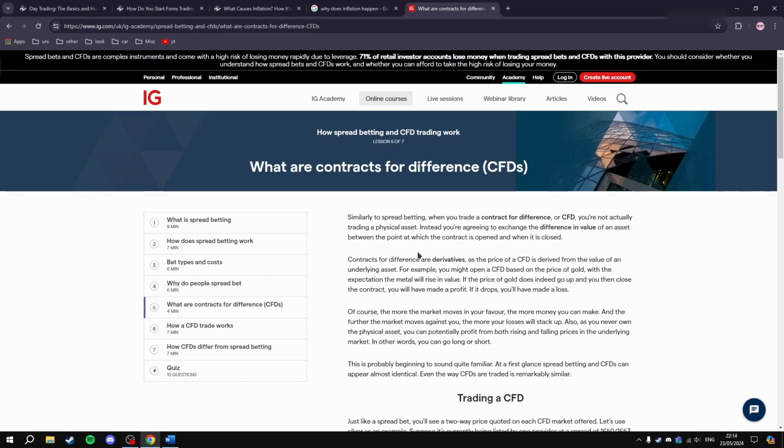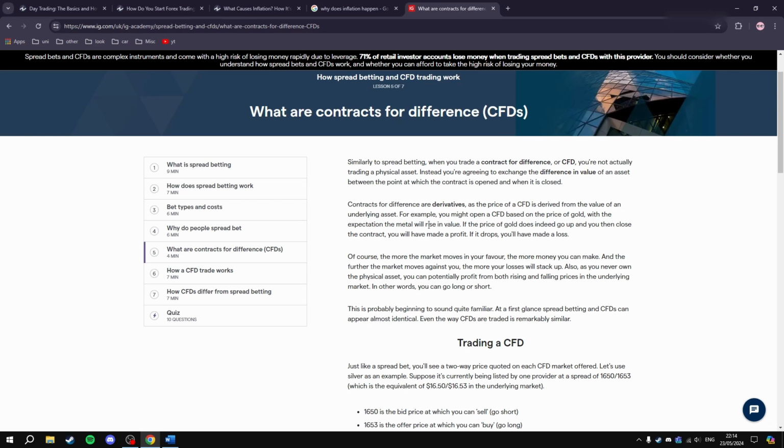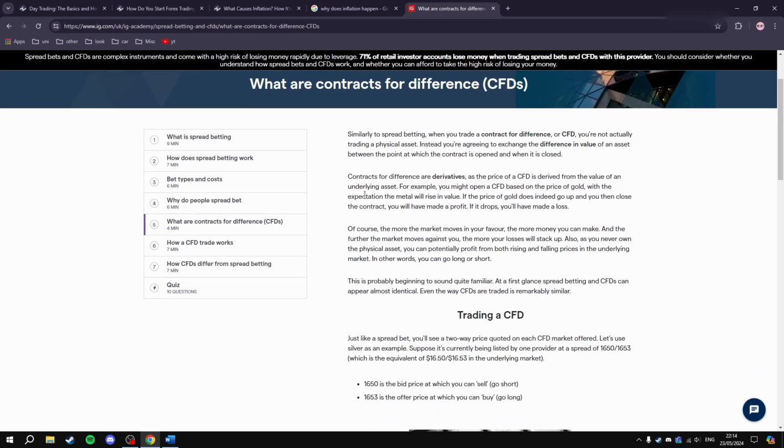Similarly to spread betting, when you trade a contract for difference or CFD, you're not actually trading a physical asset. Instead, you're agreeing to exchange the difference in value of an asset between the point at which the contract is open and when it is closed.